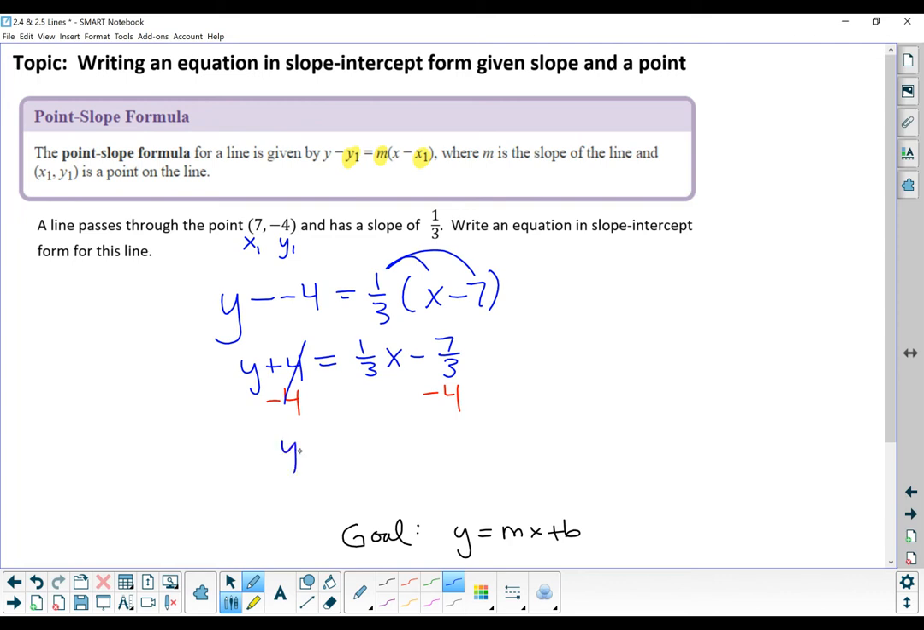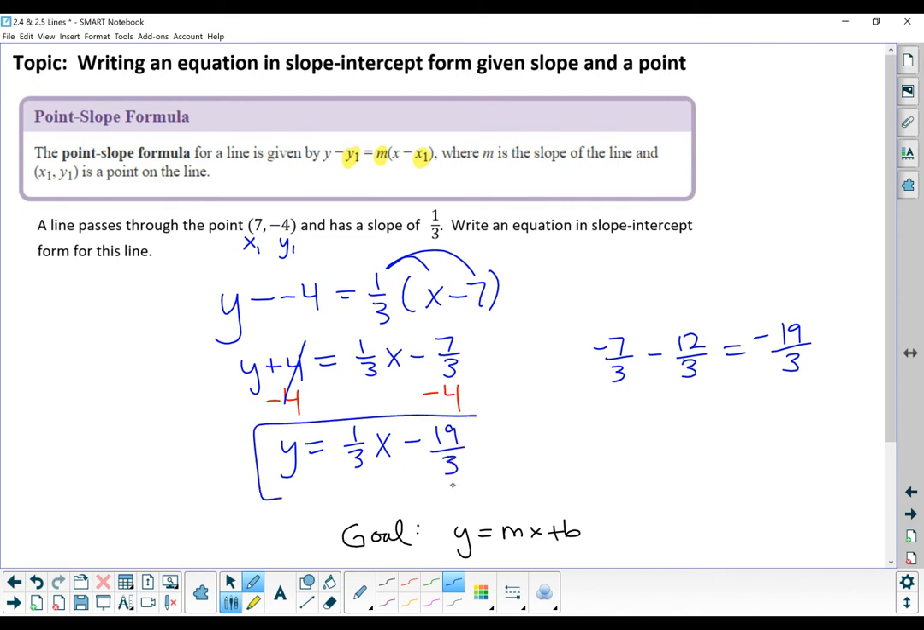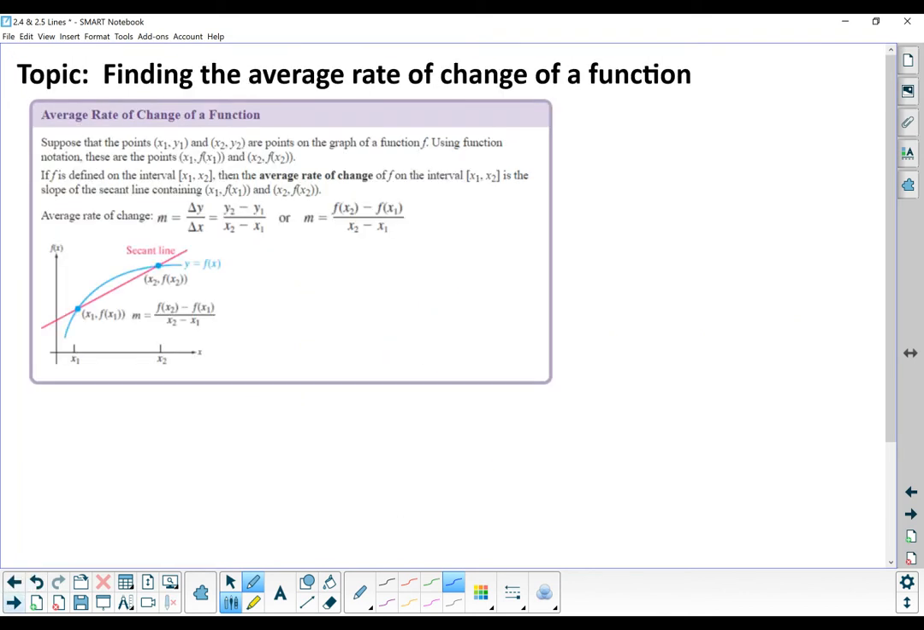So that gives us y equals 1/3 x minus, and in your calculator, you can calculate -7/3 minus 4, or you can, 4 is the same as 12/3. And so you can do it manually if you want, or you can just do it in your calculator. So -19/3 here. And so that's in the form that we want. 1/3 is the slope and -19/3 is the y-intercept.